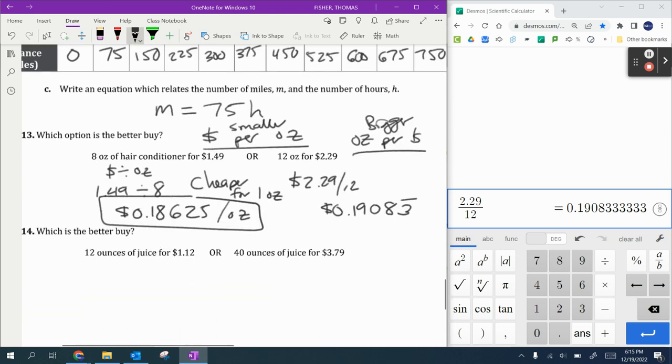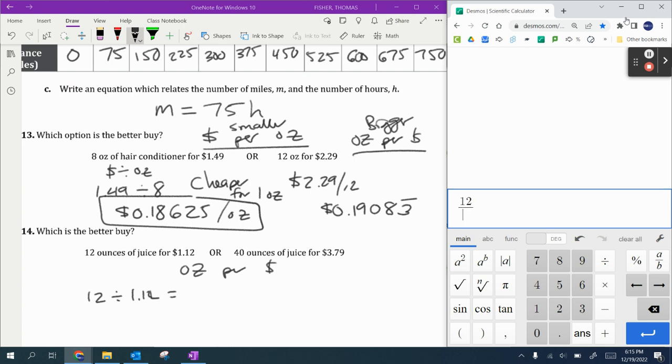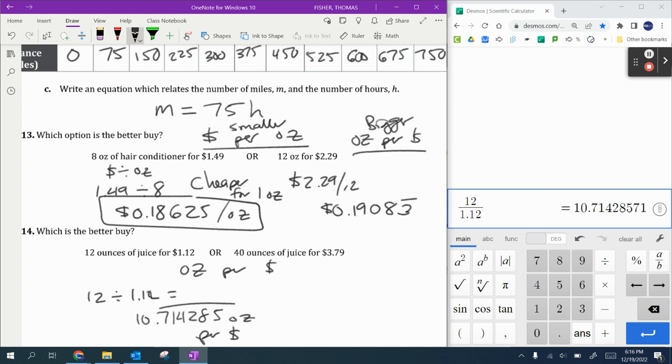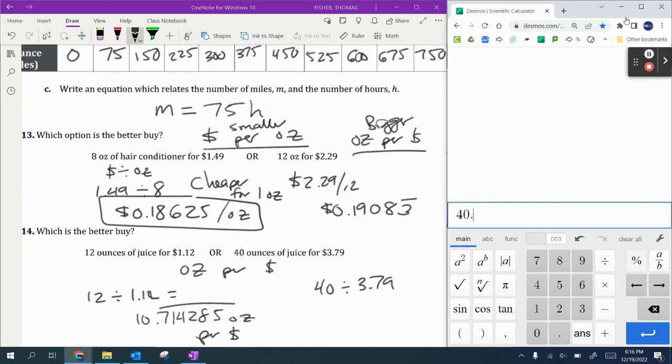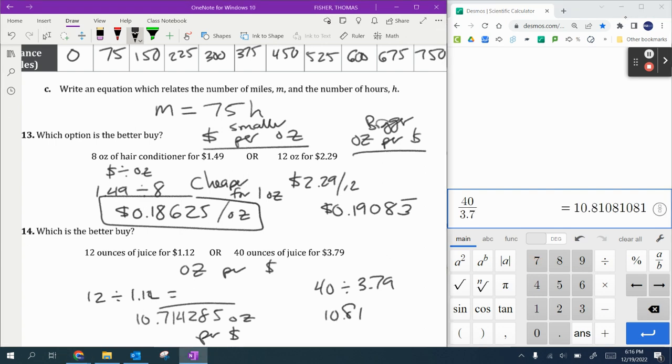Whereas the next one, we're going to do the other way around. We're going to do ounces we get per dollar. So we're going to find the bigger number, whereas you wanted the smaller one the last time. So I'm going to do 12 divided by 1.12, and that will be the ounces per dollar because I'm dividing the ounces by the dollars. And that gives me 10.714285 repeating. And the other one will be 40 divided by 3.79. Again, these are very close, 10.810 repeating ounces per dollar.